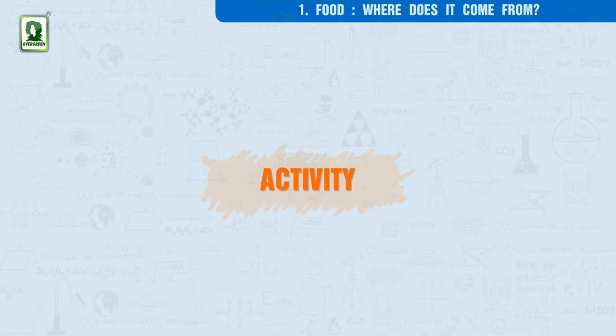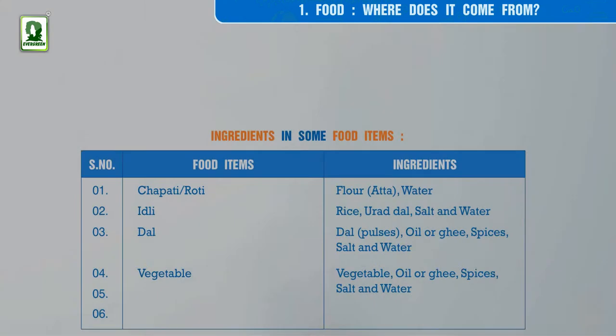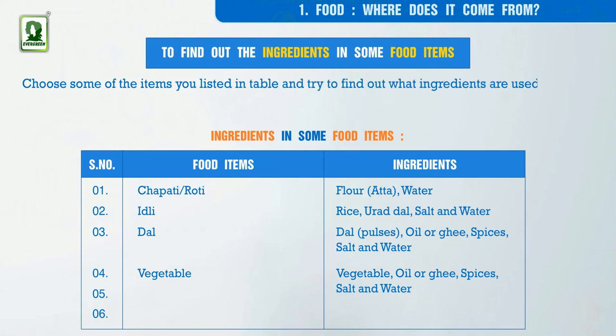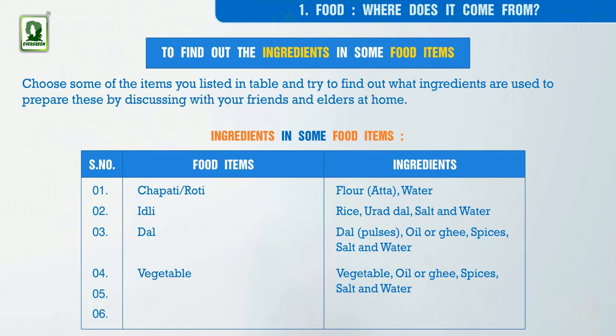Activity. To find out the ingredients in some food items, choose some of the items you listed in the table and try to find out what ingredients are used to prepare these by discussing with your friends and elders at home. List them in your notebook as given below. Add some more items to this list.